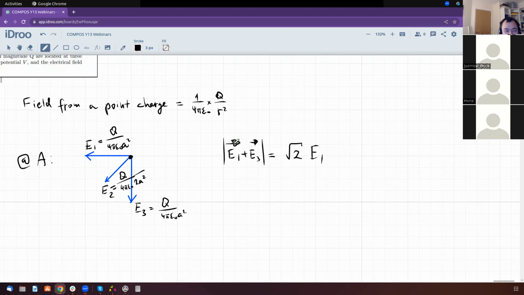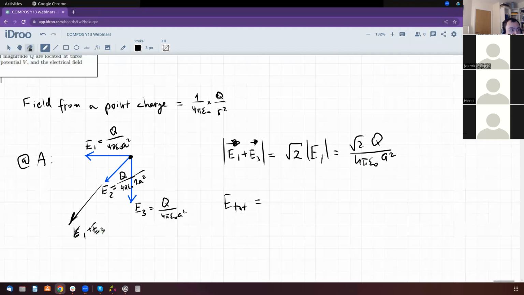Okay, so square root of 2 E1. Well, modulus of E1, so it's square root of 2 Q over 4 pi epsilon 0 A squared. And then the total field is going to be, because E1 plus E3 adds up to a vector like this. So E1 plus E3 is a vector in the same direction as E2.